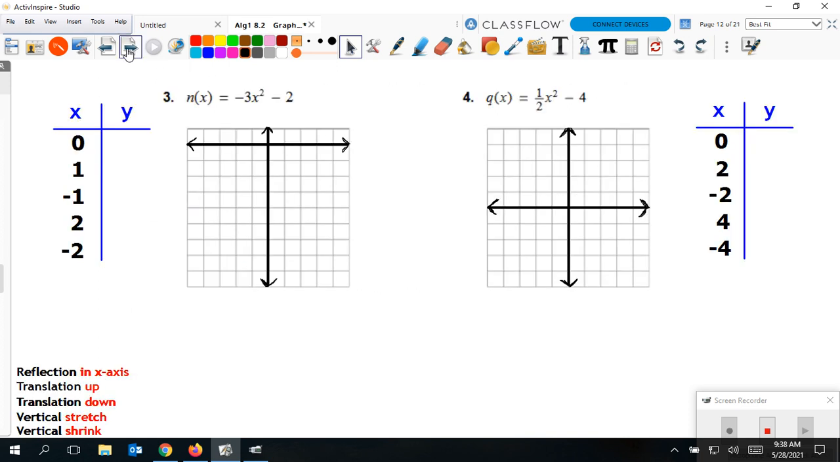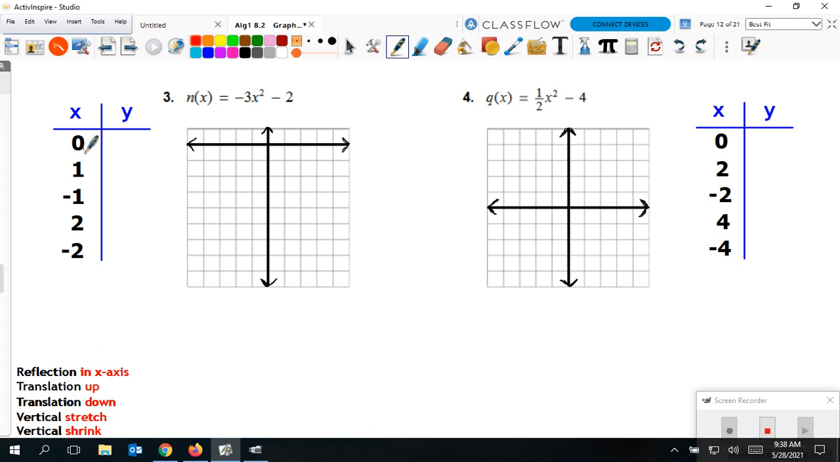All right, so here we go with number 3 and 4. And if you want to pause the video and try 3 and 4 on your own, go ahead and do that, but I'm just going to go straight through 3 and 4. But it might be helpful for you to try this on your own and then check your answers with me.